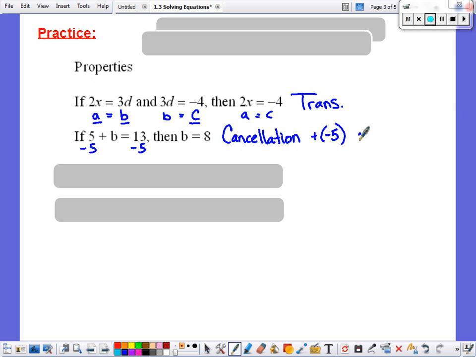Or you can say subtraction property of equality, and that would be fine as well. Okay? So cancellation, what are we adding? A -5 is what we're adding, or we're subtracting 5, same thing.